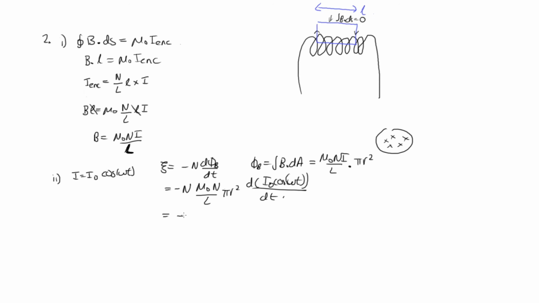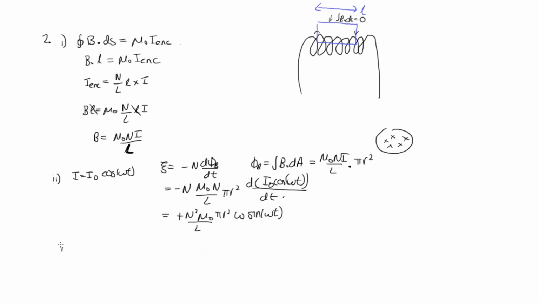And so this is equal to minus n squared mu naught on L pi r squared times omega. Now, when we take the derivative of cos, we end up with minus sine. So that negative will cancel out and we'll end up with a sine omega t. So that there is our expression for the EMF.